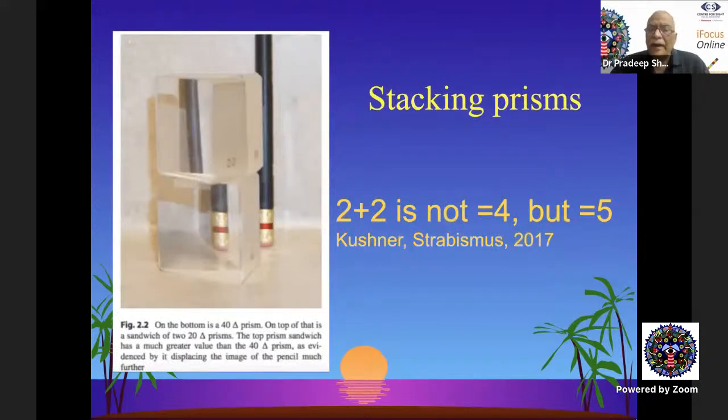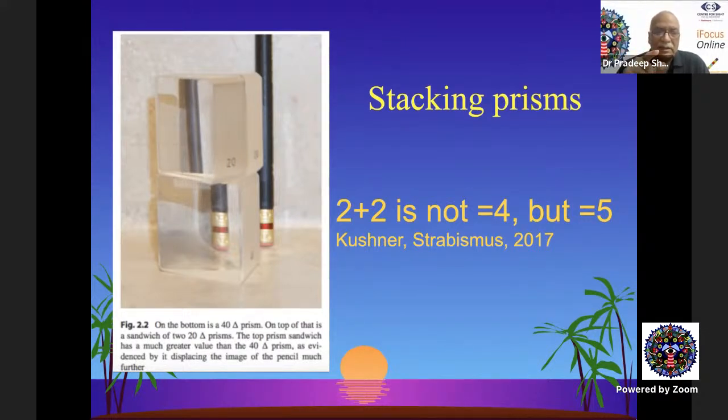Remember, whenever we have to add prisms, if there is a larger than 45, we do not stack the prism one over the other. The 2 plus 2 is not equal to 4 in usage of prisms, but 2 plus 2 can become 5. And this is very nicely shown by Kushner in his book.